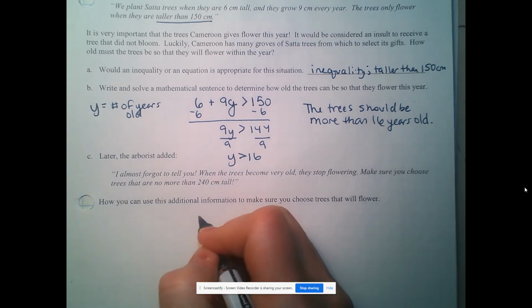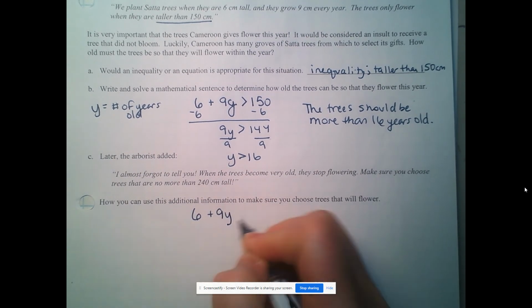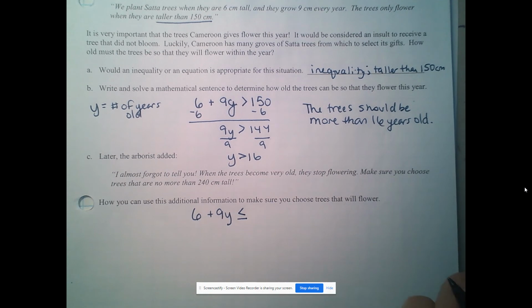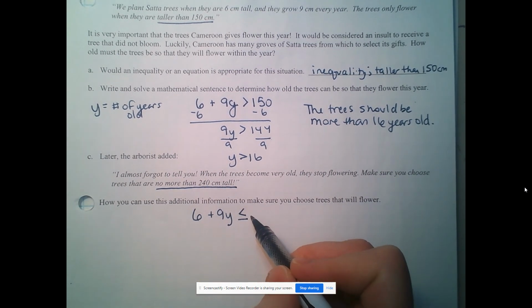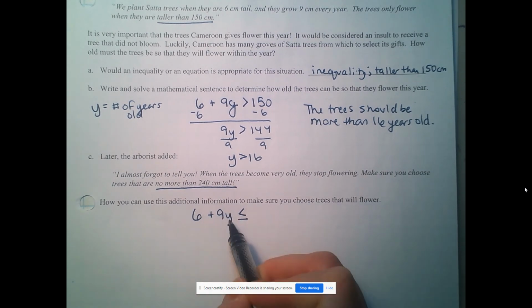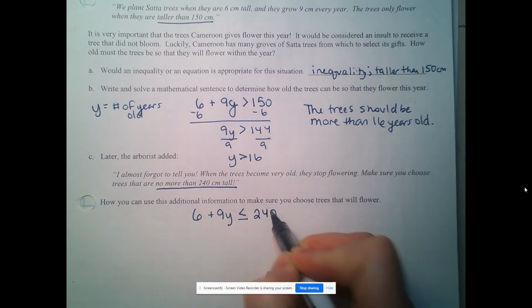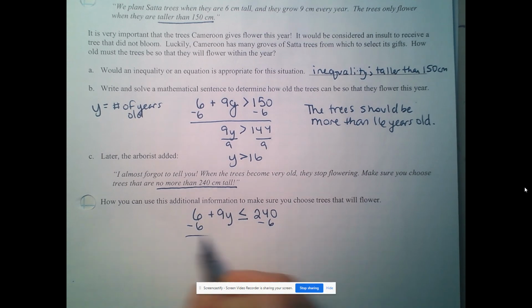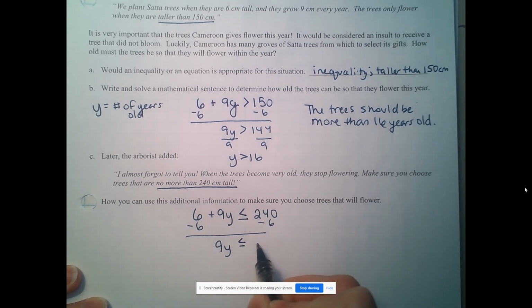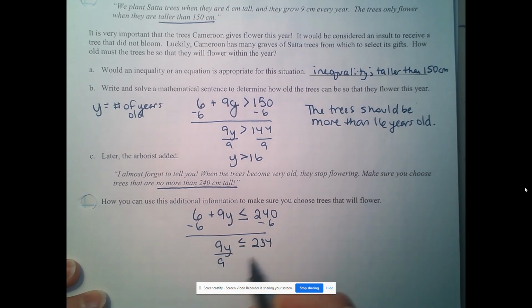So if we use the same start to the inequality, but say we've got kind of an upper cutoff, no more than 240. So 240 would work. We just don't want it to be more. So we want the height of the tree, all this stuff on the left, to be less than or equal to 240, because then I should get an age that is sort of like the cutoff. I shouldn't give a tree that's any older than, take away 6 from both sides, 9y is less than or equal to 234, and divide both sides by 9, y should be less than or equal to 26.